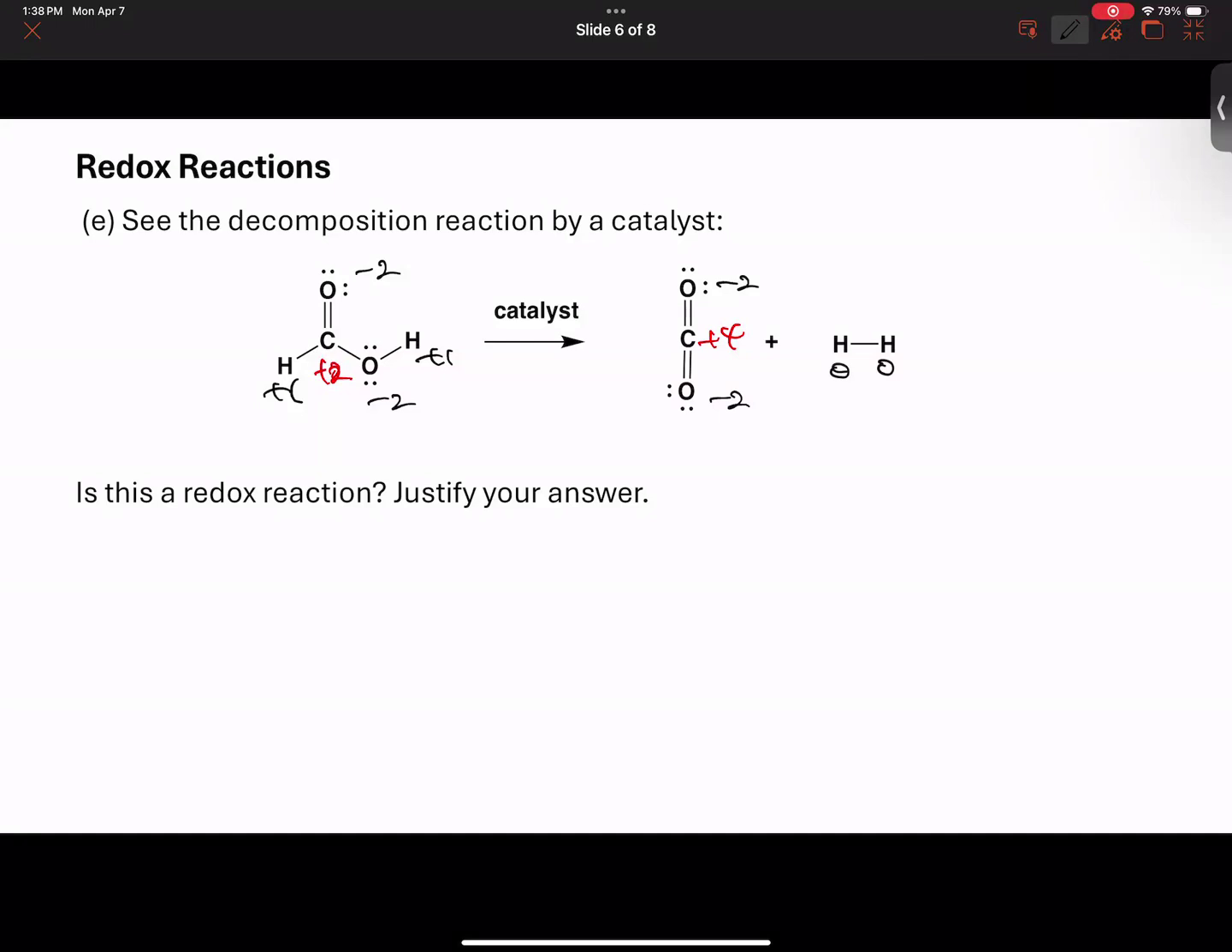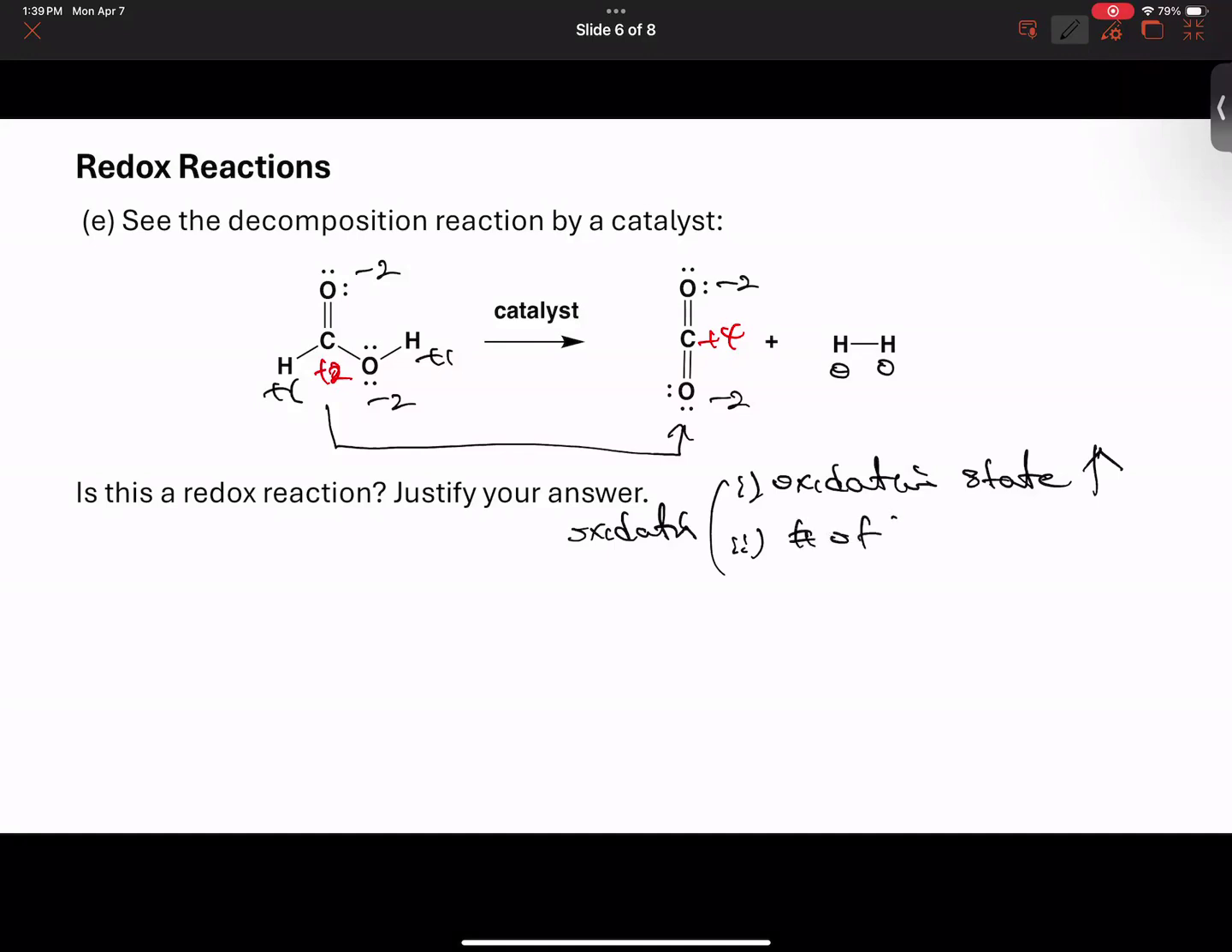So when you compare carbon, it goes from +2 to +4. So this one is oxidation. We can see this in two respects. First, the oxidation state of carbon increases, so this is definitely oxidation. Second, the number of carbons and oxygens doesn't change, but the number of hydrogen atoms decreased.